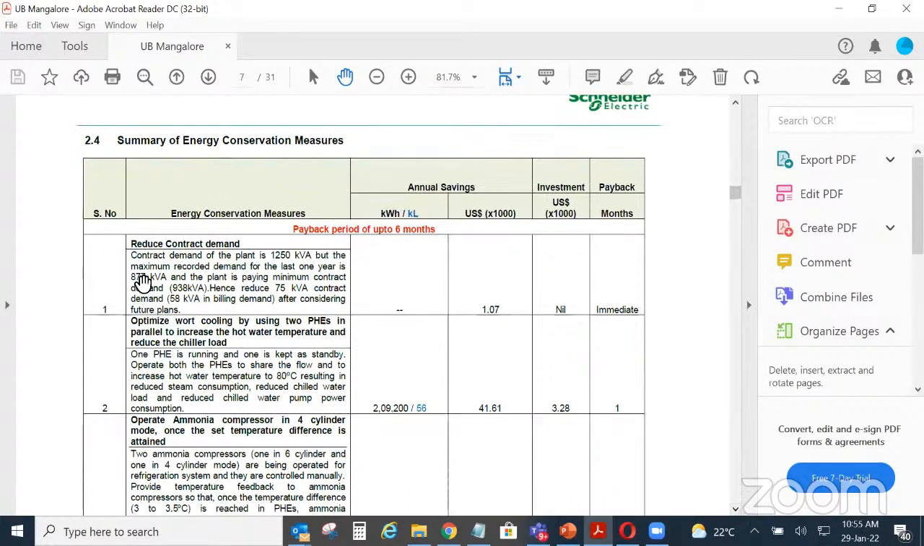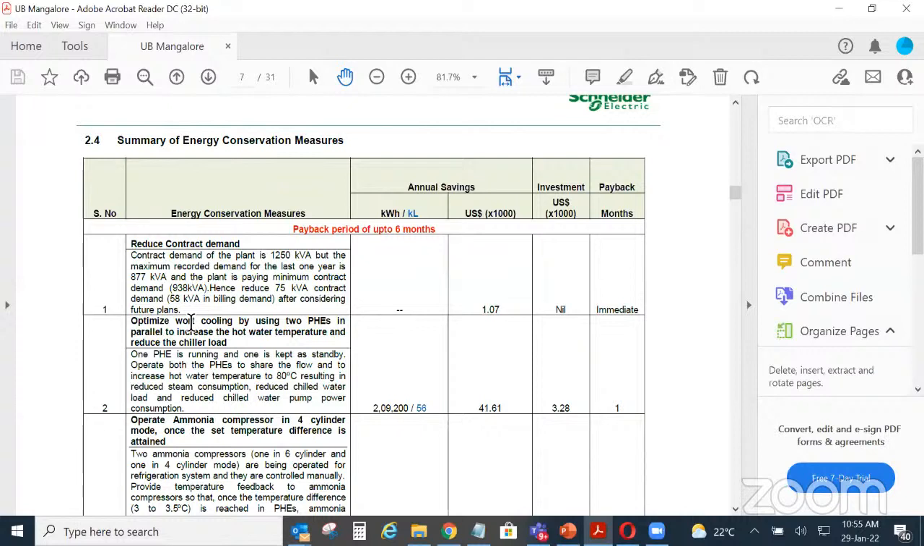This is the first benefit example I'll take you through: how to reduce the contract demand of a particular facility. This plant facility building has a contract demand of 1250 kVA, but the maximum they are using is only 877. I was telling you that in an energy bill there are two parameters. One is your energy consumption, kWh units per month. Like in your house, you get energy bills: initial reading, final reading, and finally you get energy consumption, then cost.